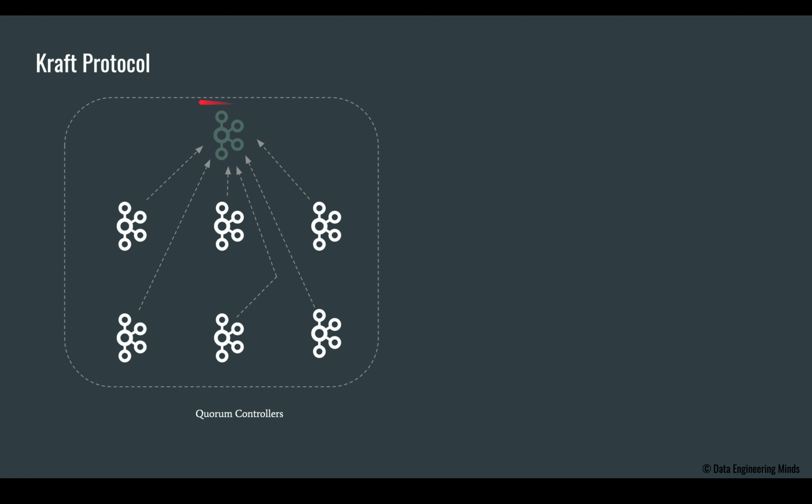Now let's see what is actually the Kraft protocol. As I explained before while discussing the architecture, the Kraft protocol is actually a protocol to implement two different mechanisms inside the Quorum controller.